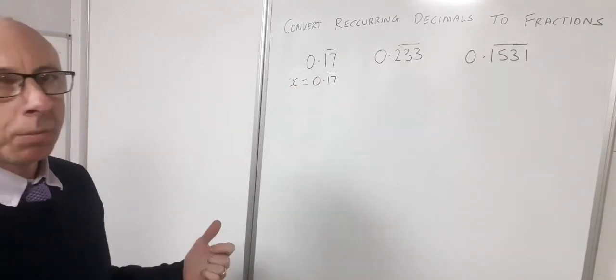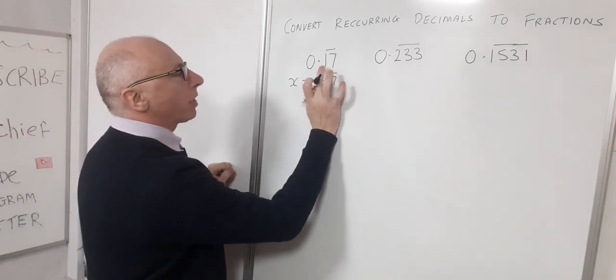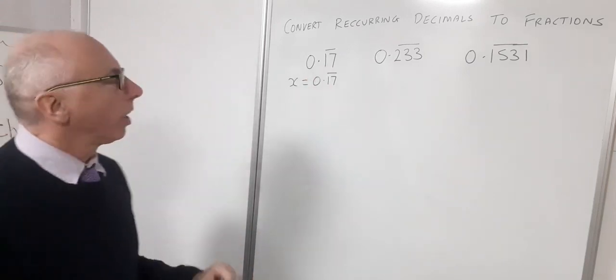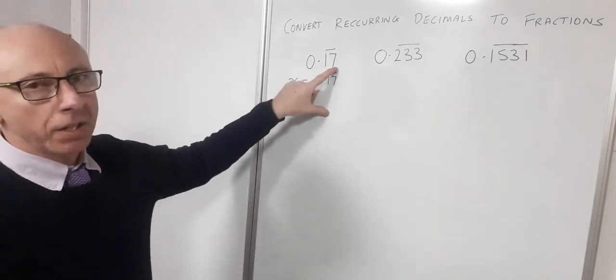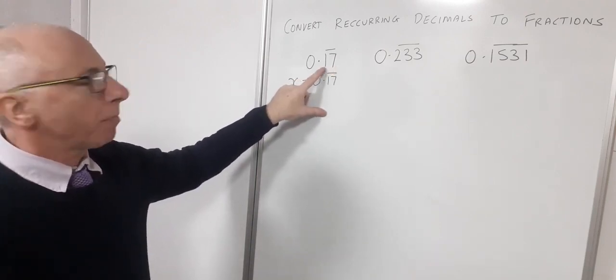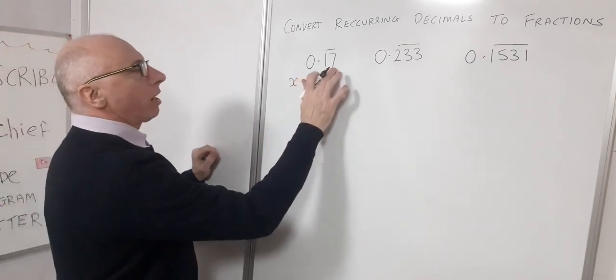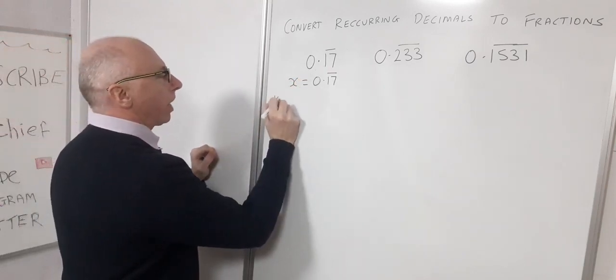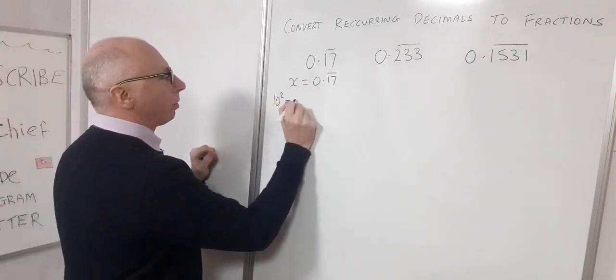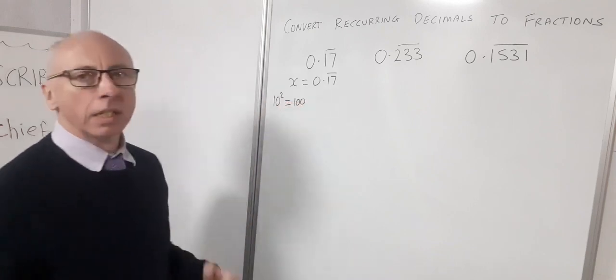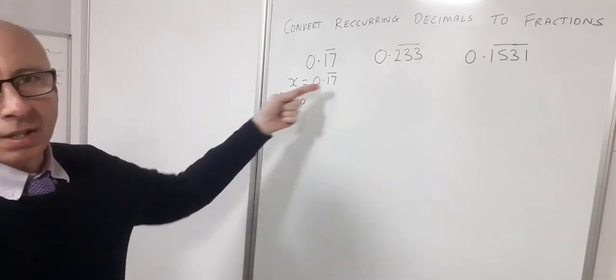Now what we do is, for the number of digits we have behind the decimal point, we multiply by 10 to the power of that number of decimals. So here we've got 2, so we've got 10 to the power of 2, which equals 100. So that's the number we need to multiply this by.